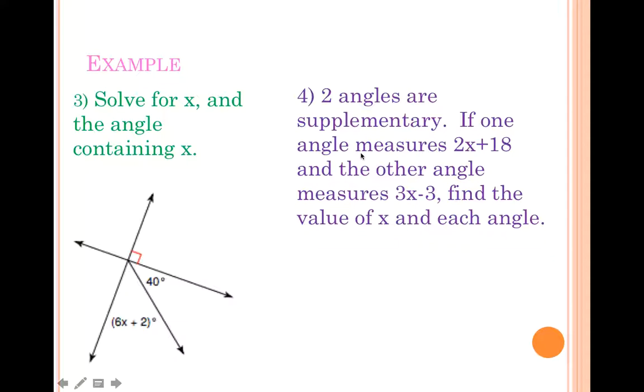Okay, in example 4, we will be using this scenario to solve. It says two angles are supplementary if one angle measures 2x plus 18 and the other angle measures 3x minus 3, find the value of x and each angle. So we'll be using properties of supplementary angles to find the value of x and each angle. So go ahead and pause this video and watch example videos 3 and 4.